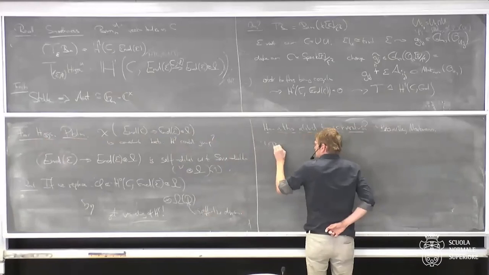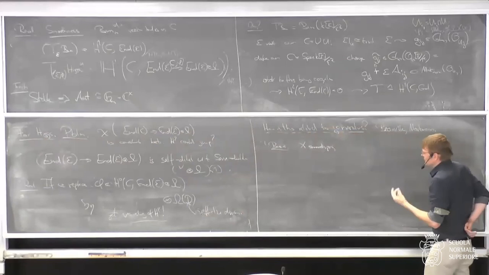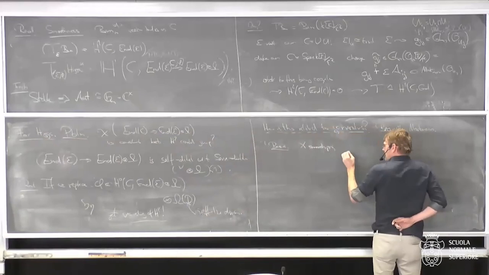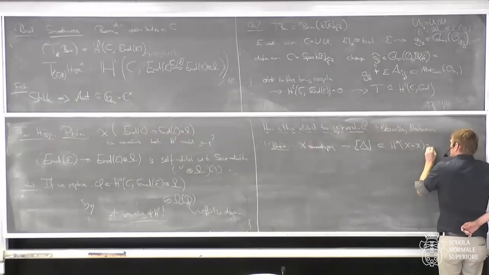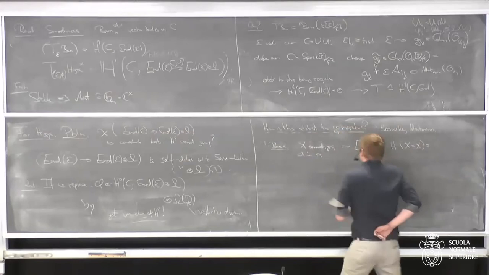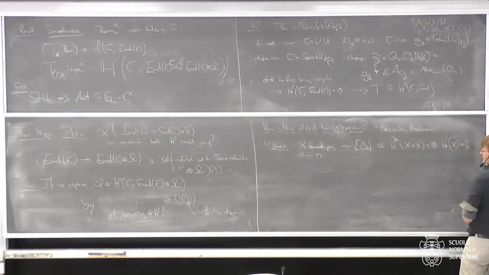So the basic observation is that if you have X a smooth projective variety, well, just a compact smooth orientable manifold would be enough, something that has Poincaré duality, then you have the class of the diagonal in the cohomology of the product. So it's in the middle dimension, say dimension 2n. So it's the direct sum of H^i of X and H^(2n-i) of X.